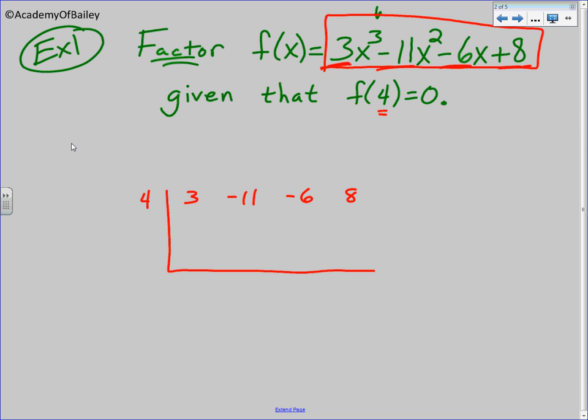All right, this 3 gets dropped down here. Now we take 4 times 3, and what's 4 times 3? 12, and we write that below the 11. And now what do we do here? We're going to add negative 11 and 12. Negative 11 plus 12 should be a positive 1. Next, you go ahead and get that 4 again, multiply it by 1, and that gives you 4.